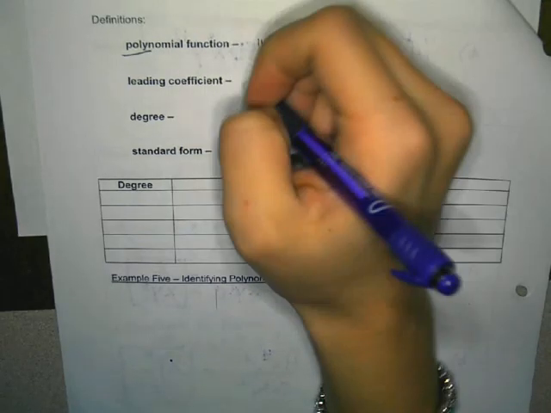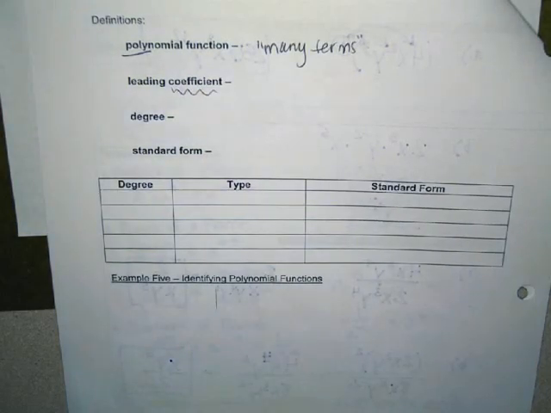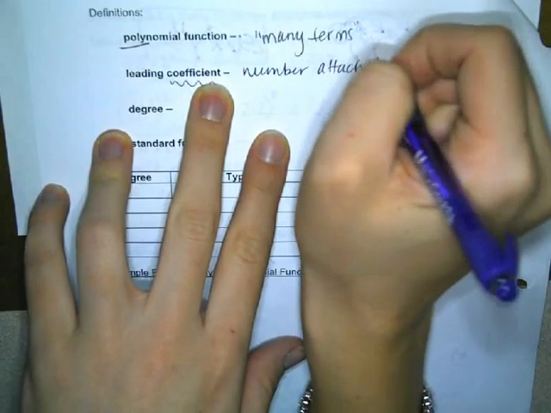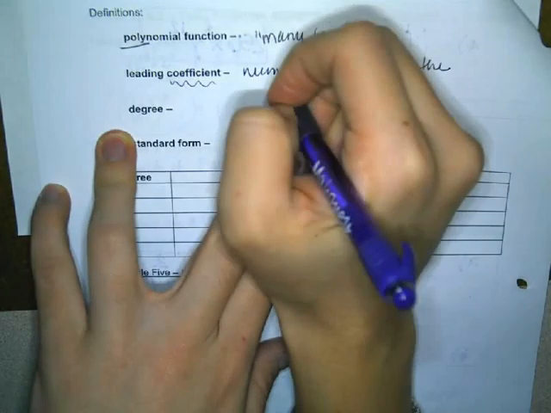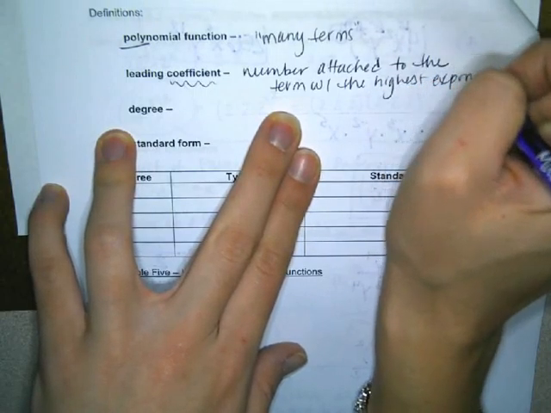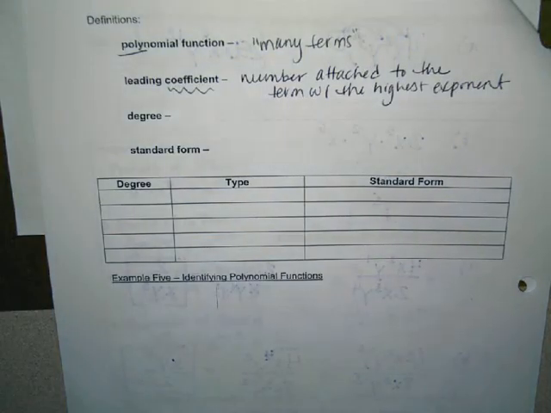Leading coefficient. Anybody know what the word coefficient means? Good. They do. Co means together. So it is the number that is together with the leading term. So coefficient, this is the number attached to the term with the highest exponent. So in a quadratic, your leading coefficient is the a value, because the a is always attached to the x squared term. In a cubic, it would be the number attached to the x cubed term. So it's not always the first number, but if the highest exponent is the first value, then it is the first number.